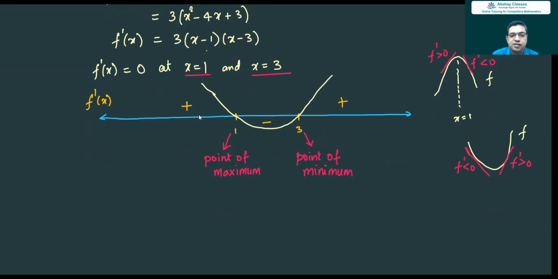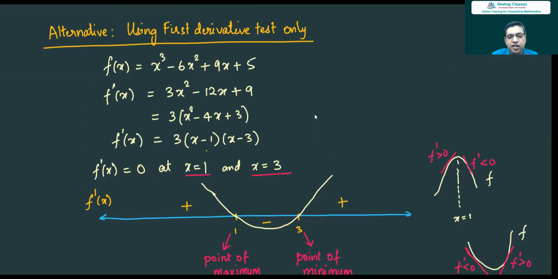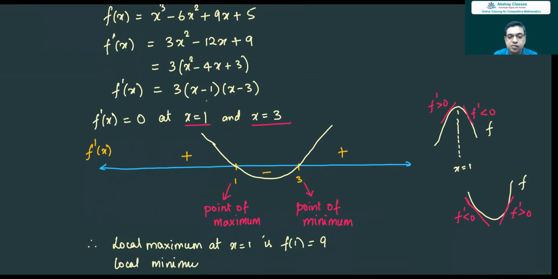So this is the first derivative test. I didn't have to do a second derivative. I straight away found which is the point of maximum and which is the point of minimum. So the local maximum at x equal to 1 is f of 1, which we found out to be 9. And the local minimum at x equal to 3 is f of 3.